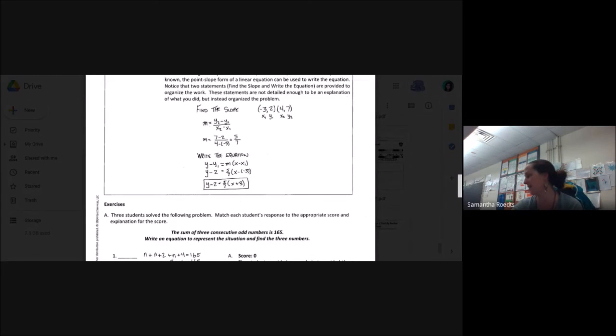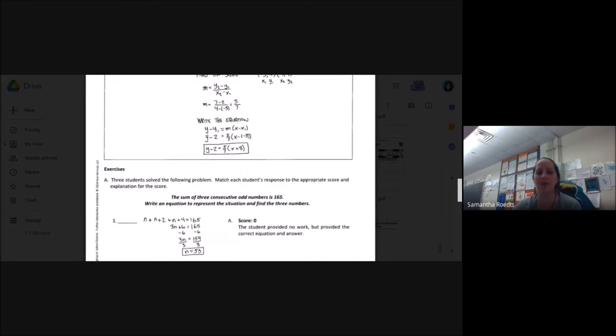That is the end of lesson 36. Go ahead and work on the exercises below.